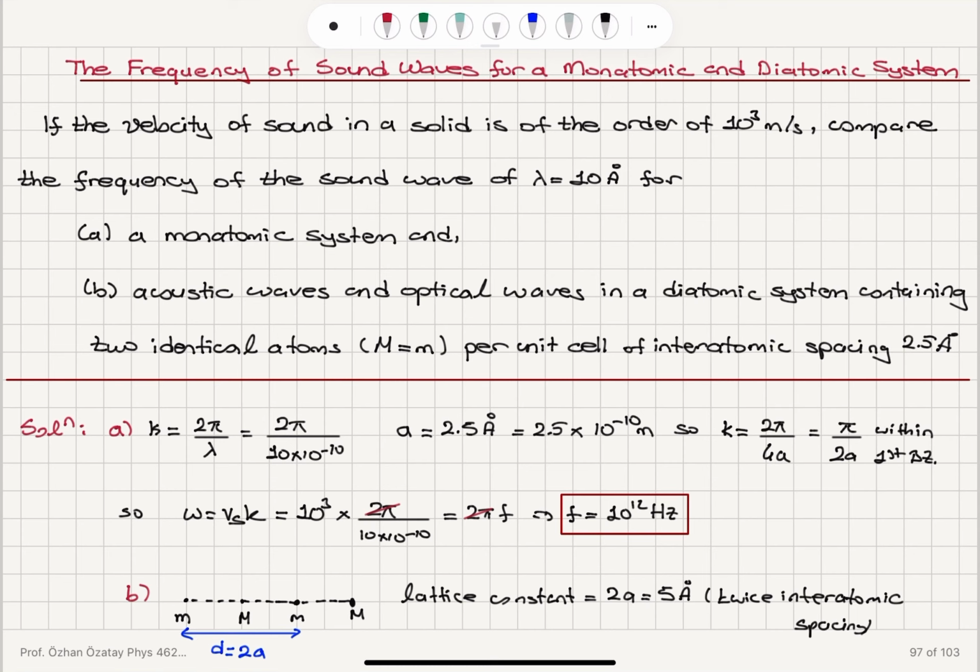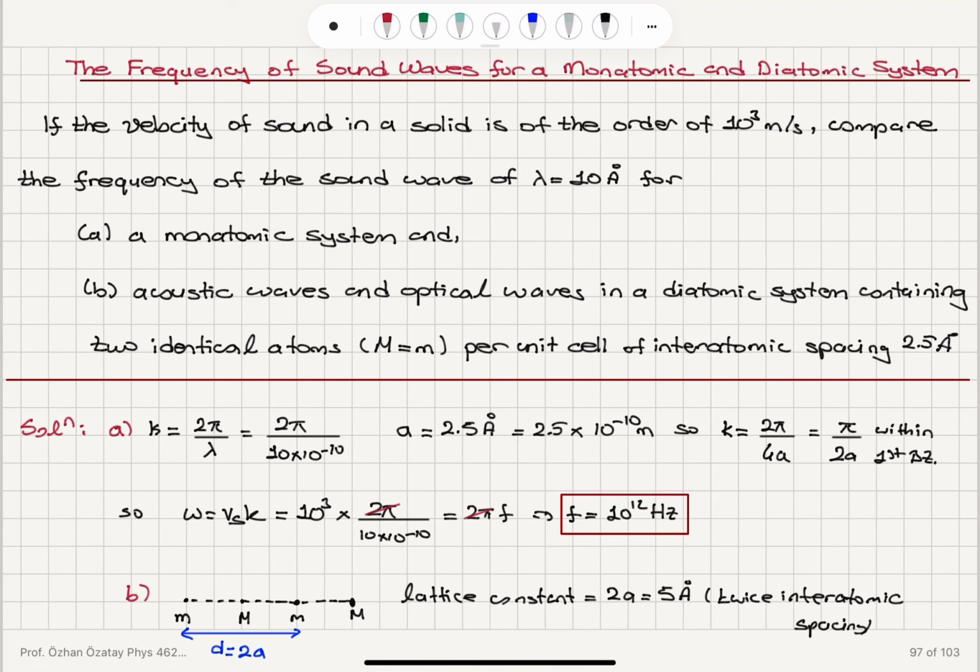Okay, so let's summarize what we did here. We're looking at the frequency of sound waves for a monatomic and diatomic system. We know the velocity of sound in the solid, and we want to compare the frequency of sound for a wavelength of 10 angstroms for a monatomic system and acoustic wave and optical waves in a diatomic system containing two identical atoms per unit cell of interatomic spacing 2.5 angstroms.